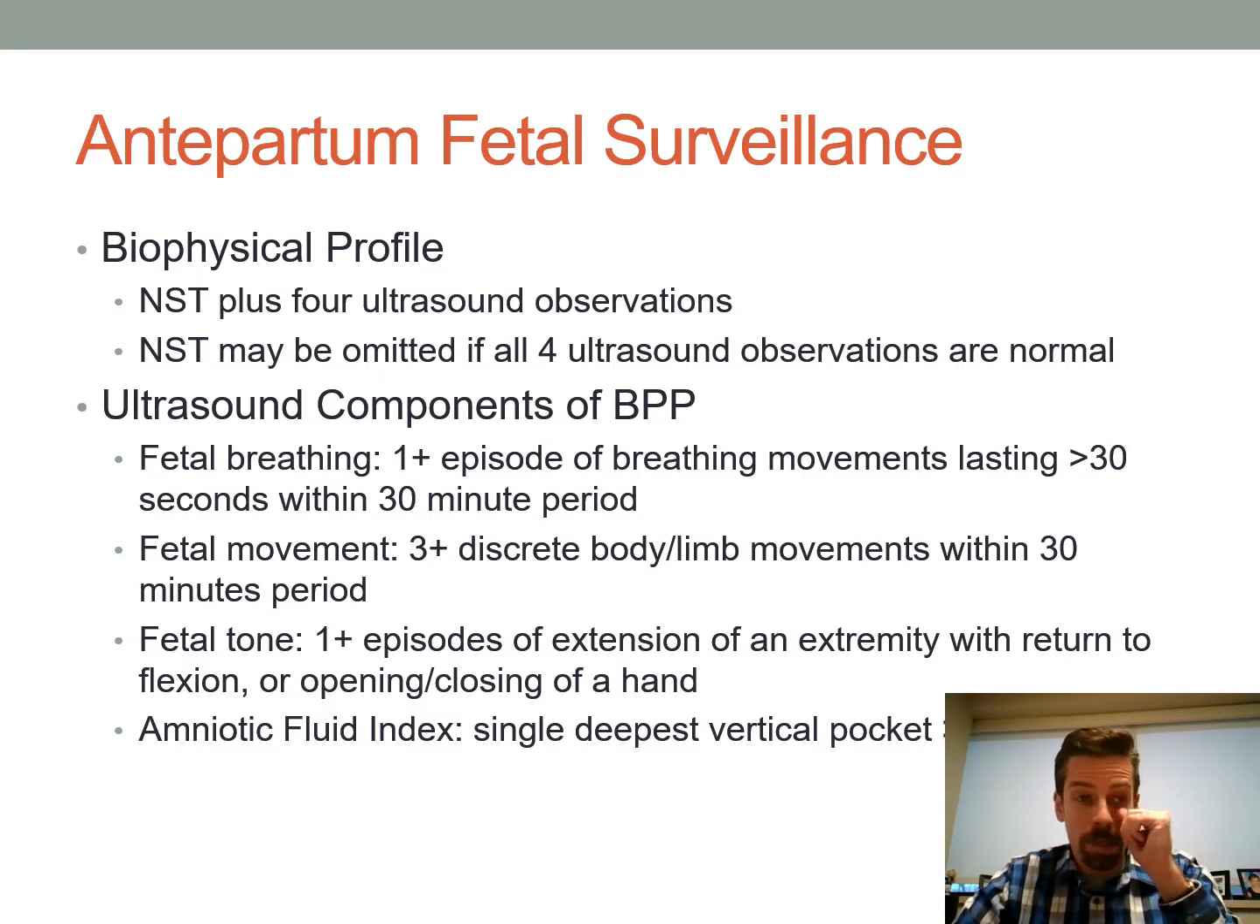Then an amniotic fluid index. The primary method for measurement of this is a single deepest vertical pocket of over 2 centimeters. You'll often see the amniotic fluid index being used, which is a composite measurement of pockets without cord, and that should be a minimum of 5.